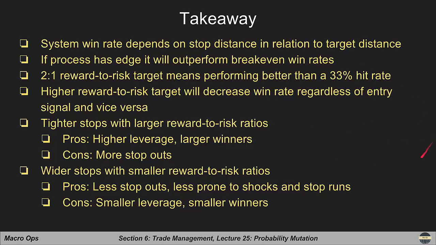The takeaway from this is that the system win rate depends much more on the stop distance in relation to the target than it does on the actual edge. What's going to happen is the edge will tweak the break-even win rates slightly. So say we have a 1-to-1 stop to target ratio.